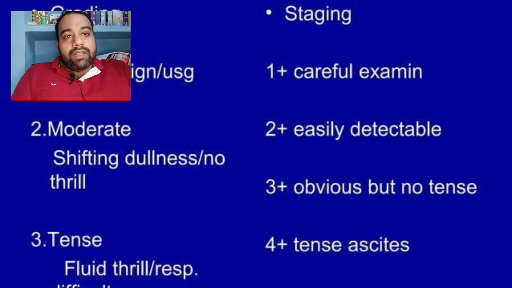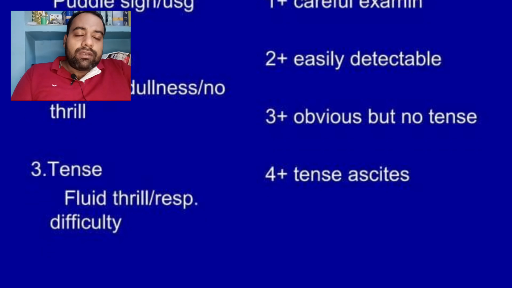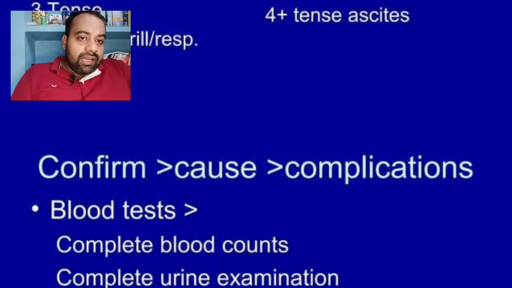But in case of staging, we do need to understand it's basically plus one, which is obtained from a careful examination. Your plus two is easily detectable through the examination, and your plus three is obvious, but there is no tense ascites in such cases. Your plus four is the tense ascites, and obviously in that case the patient eventually comes to you with a history of respiratory difficulty as well.